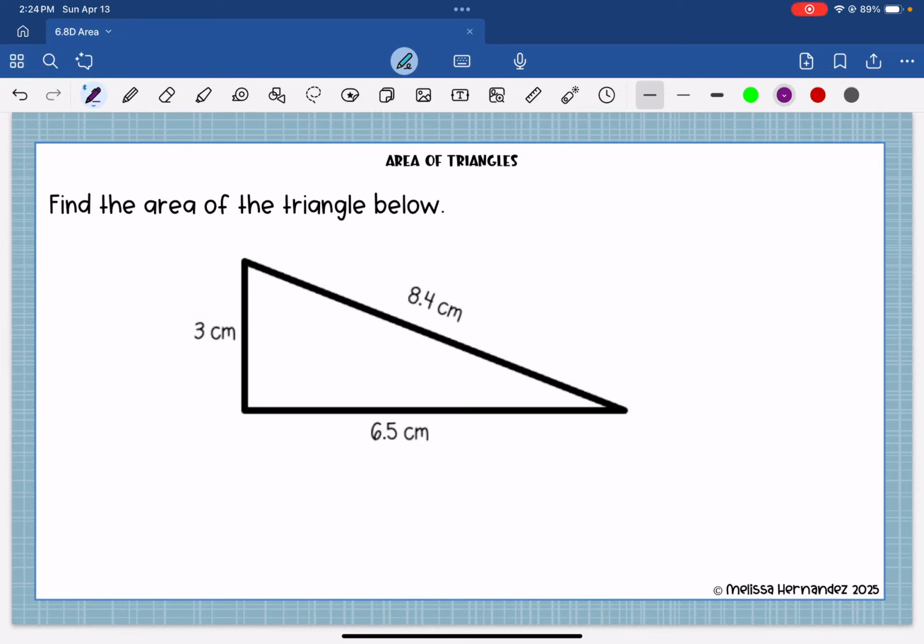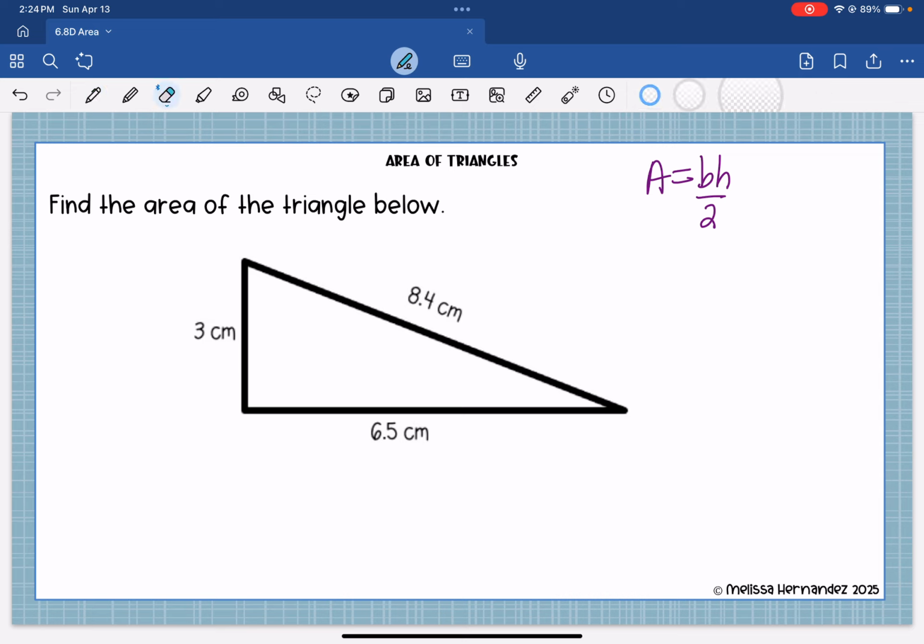All right, we're going to find the area of this triangle. So the first thing I want us to do is write down the formula. Area equals base times height divided by 2, or half of the base times height. Okay, so I think kids do much better with base times height and at the end divide by 2.